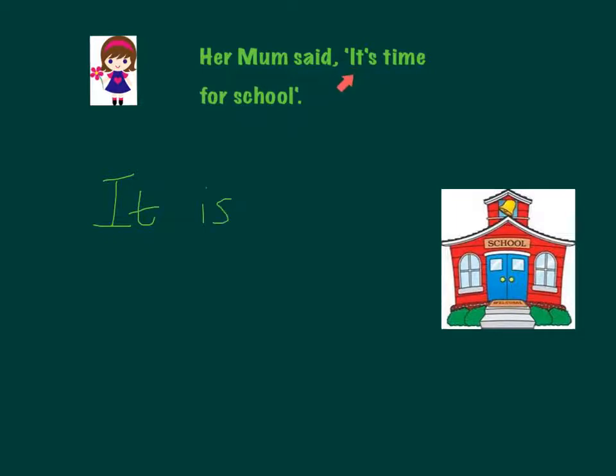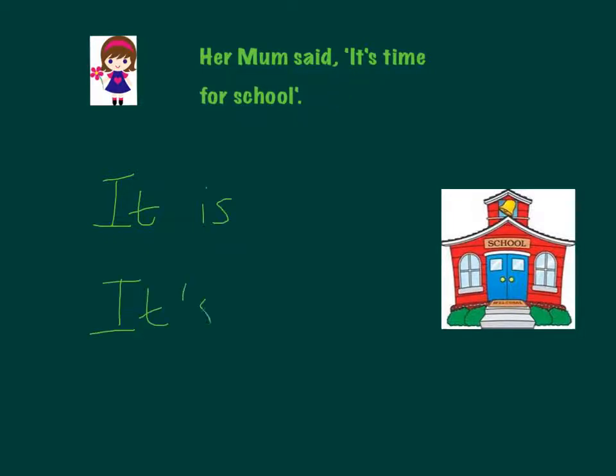Apostrophes for contraction basically mean you're taking out a letter and replacing it with an apostrophe. For some words, this is what you do. For others, it's different. For example, her mum said it is time for school could now become her mum said it's time for school.